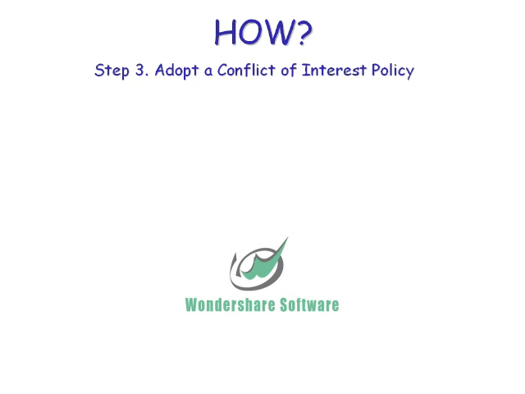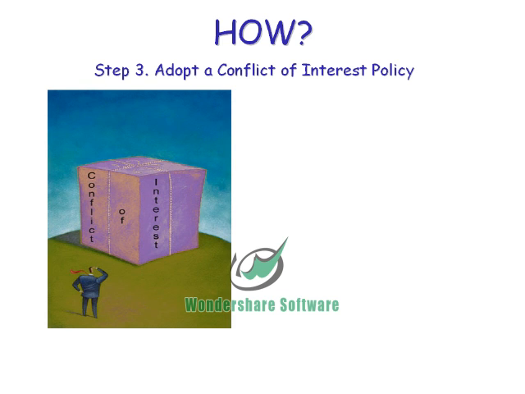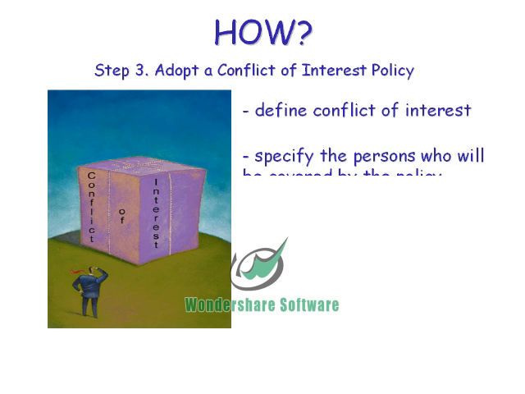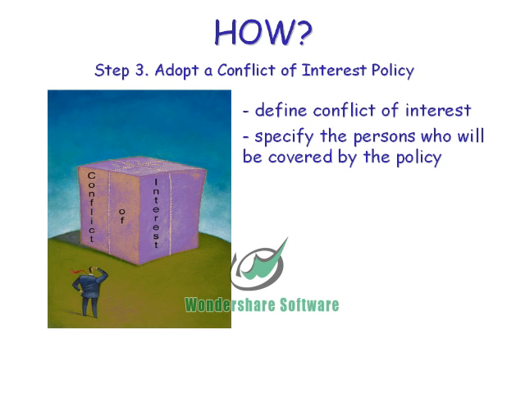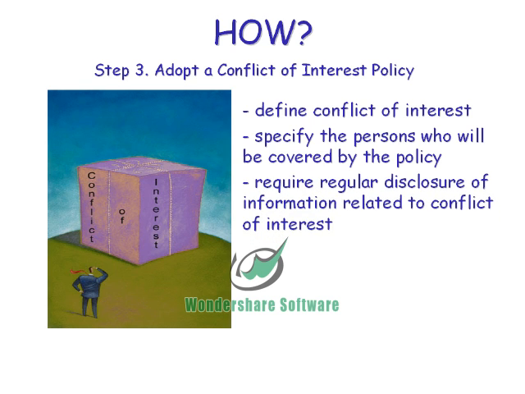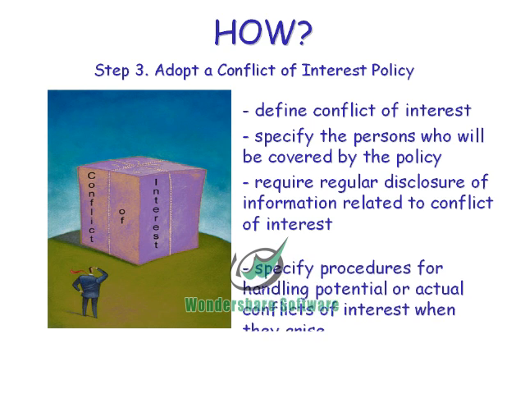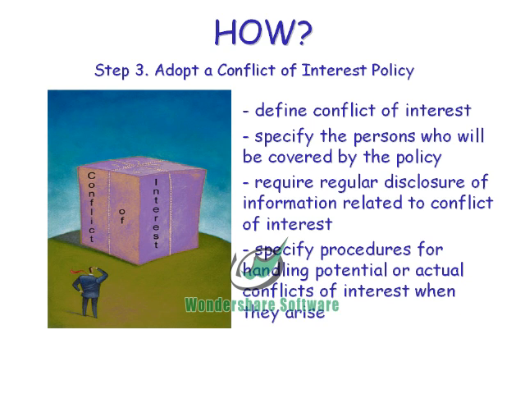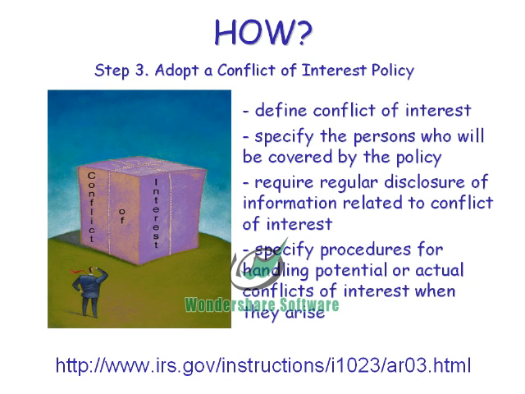Step 3. Adopt a conflict of interest policy. The purpose of a conflict of interest policy is to prohibit employees, board members, and volunteers from personally benefiting at the expense of an organization's interest. A conflict of interest policy should define conflict of interest, specify the persons who will be covered by the policy, require regular disclosure of information related to conflict of interest, and specify procedures for handling potential or actual conflicts of interest when they arise. A sample conflict of interest policy is available on the website of the Internal Revenue Service.